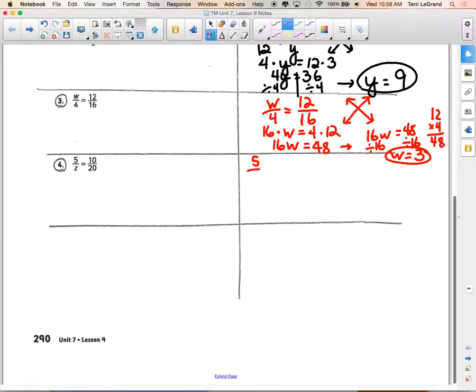Let's do this last one then. Which diagonal should we do? The one that has the variable on it. 10, I always just start with the number part. I always let that be first. 10 times Z. What should 10 times Z be set equal to? 5 times 20, the other diagonal.